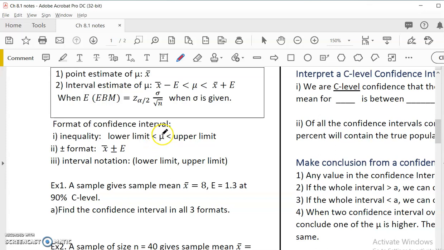And so we will say the mean is between. This format, with less than signs and mu in the middle, means mu is between the low number and the upper number. So it's like an algebra term. The second format is a plus and minus format.